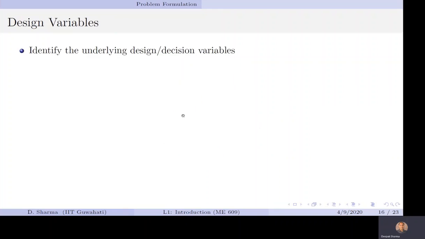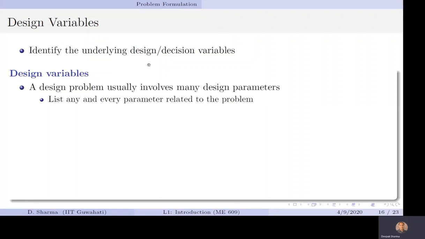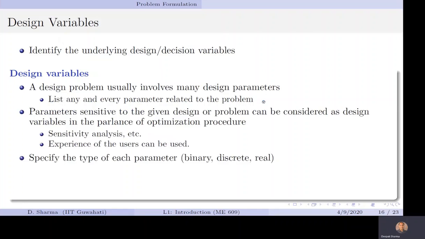Now let me begin with the design variable. Suppose we are working on a new problem, a new domain, then we have to first start with the design variables. So we have to identify those design variables. How can we do that? A design problem usually involves many design parameters. Now we have to find all of those design parameters related to the problem. Among those parameters, we will be looking for those which are sensitive to our optimization problem. This can be done either using sensitivity analysis, or we can use the experience of the users.